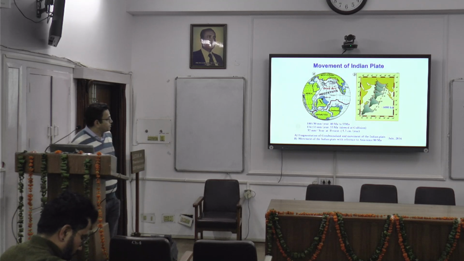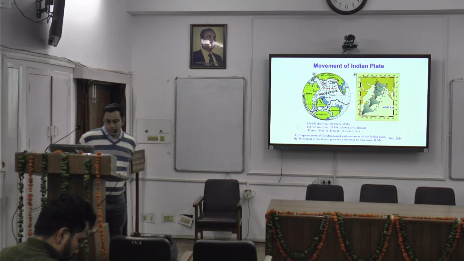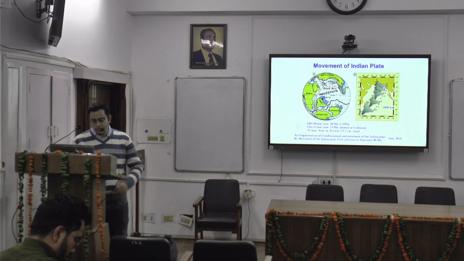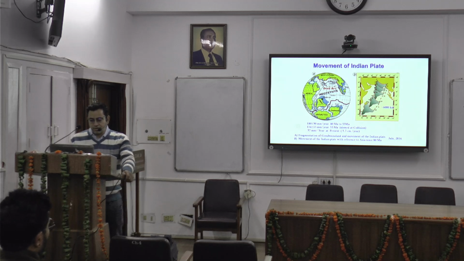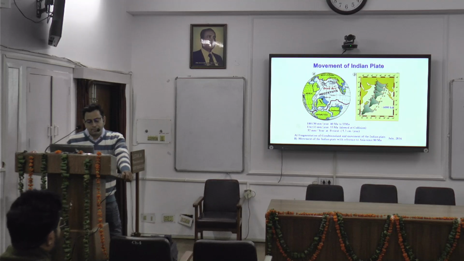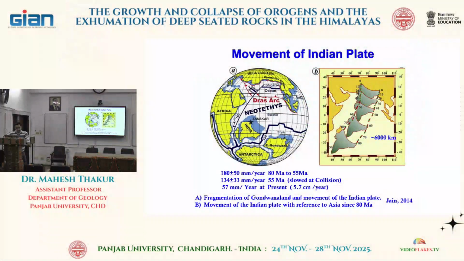First of all, we can see that the Indian plate has moved from south towards north, and it has traveled a distance of roughly 6,000 kilometers. The movement was basically like 180 millimeters per year, and this rate has changed. Currently it's around 4 to 5 centimeters per year.